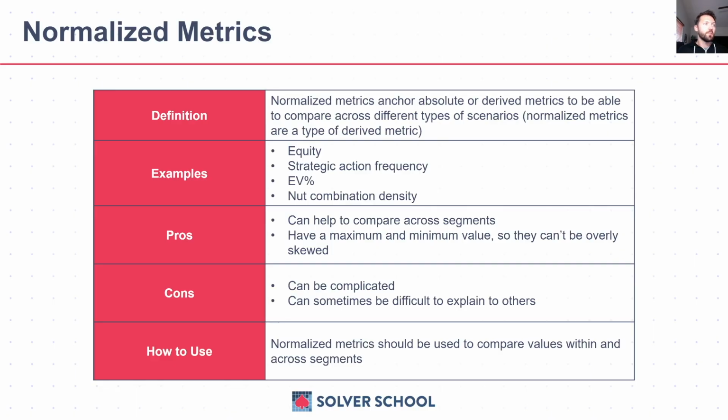Now, the pros of these is it helps you compare things across segments, and they also have a maximum and minimum value, so they can't be overly skewed in one way or another. But they can become a little bit complicated, and with that nuance, it becomes a little bit difficult sometimes to explain those concepts to others. But ultimately, normalized metrics should be used to compare values within and across segments. And really, at the end of the day, we should be using all three of these different types of metrics.